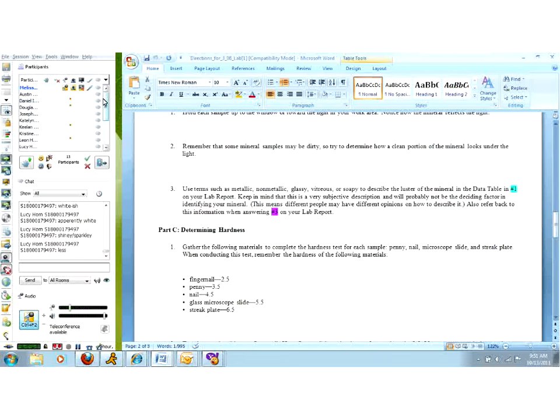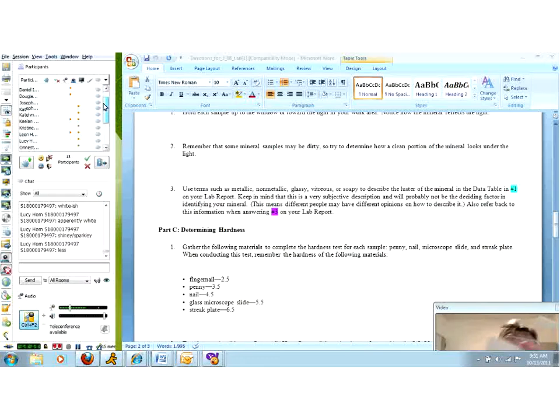And our streak plate, if our streak plate can scratch our sample, does that mean the hardness of our sample is less than 6.5 or greater than 6.5? Our streak plate has the greatest hardness. If our streak plate can scratch our sample, does that mean it's less than or greater than 3.5? What do you guys think? And Lucy is right once again, it is less than, okay?